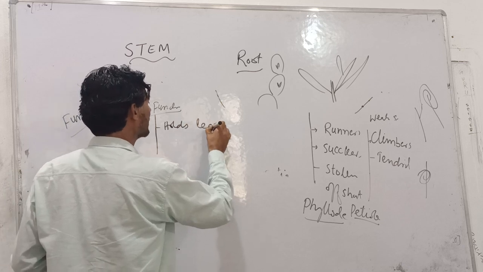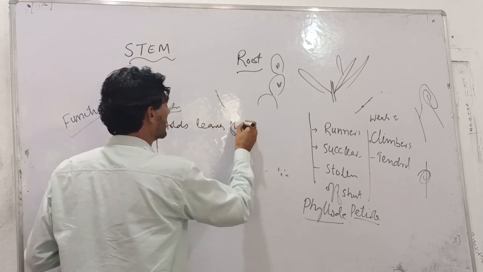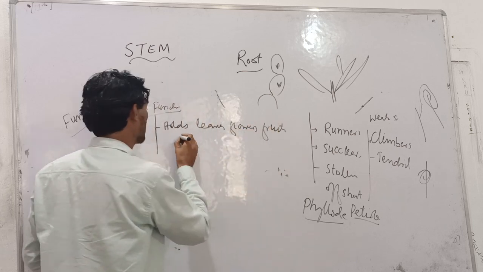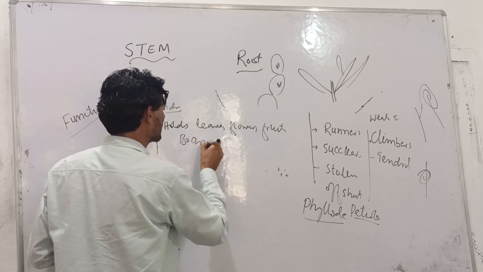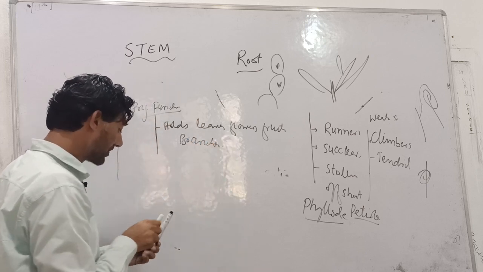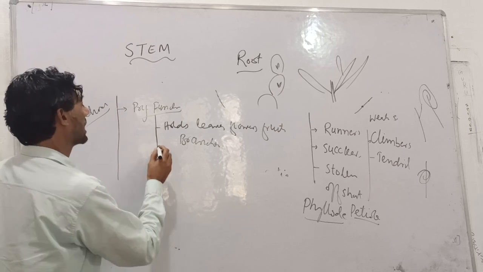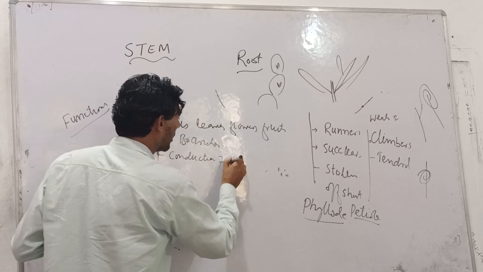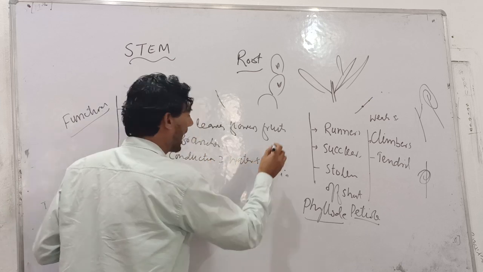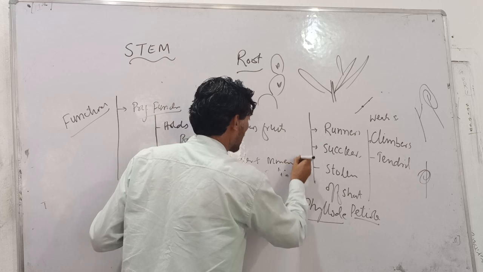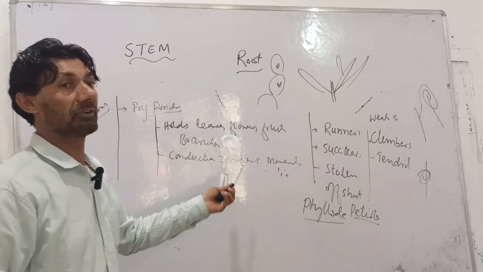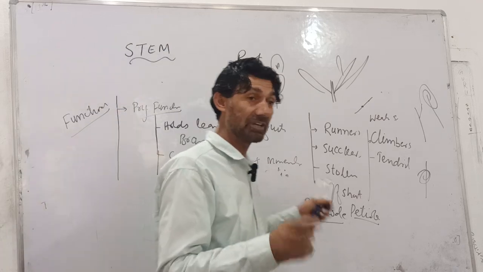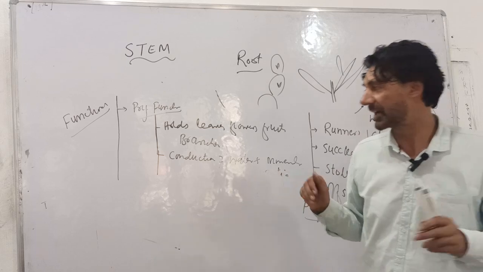Number one, it holds leaves, flowers, fruits, branches, etc. Number two, it helps in conduction of water and minerals. If the question is what is the main function of stem, the main function of stem is conduction of water and minerals.